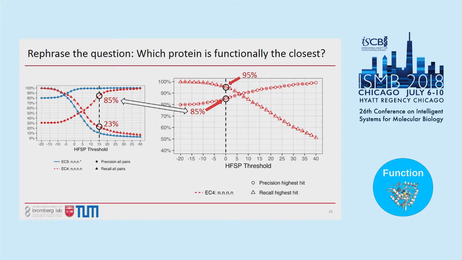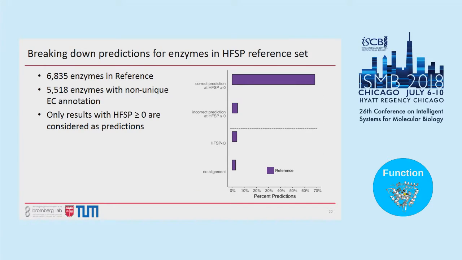So having said that, we wanted to see how the HFSP distribution actually looks for proteins in SwissProt that are not experimentally verified. So everything with an EC annotation that is not in our reference. And to do that, we started breaking down our enzymes in the HFSP reference at first to get a point of reference. And what I want to show you here is, as I said, we have 6,835 enzymes in our reference.